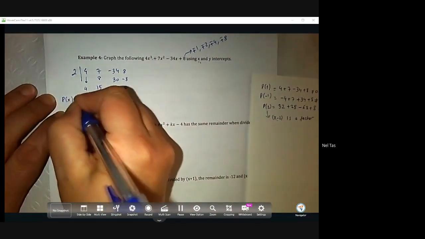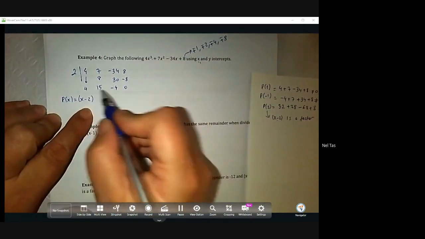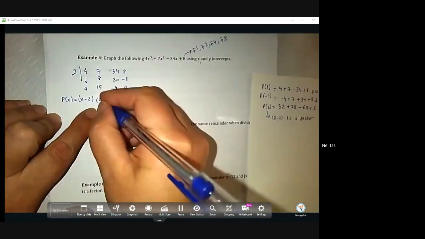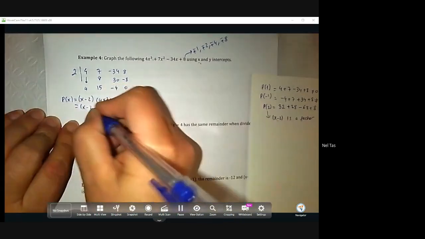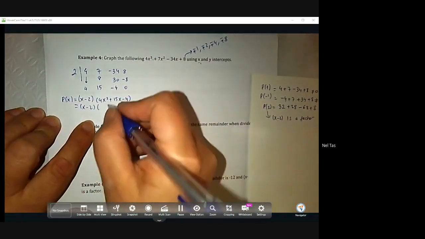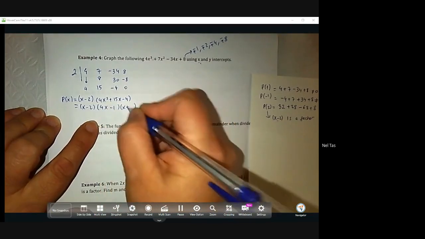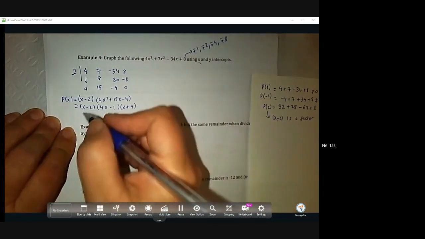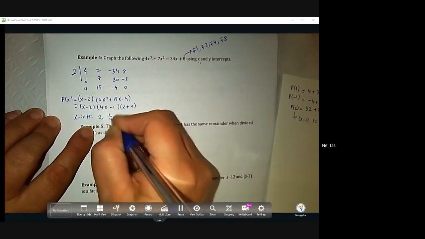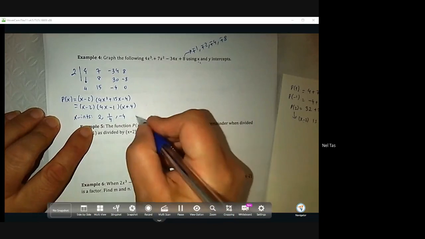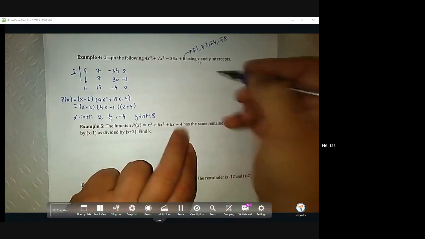P of x, x minus 2 times. Now get this quotient, right? So that gives you 4x squared plus 15x minus 4. Now factor that trinomial further. So if you do that, you get 4x minus 1, x plus 4. Then the x-intercepts are 2, 1 over 4, and negative 4. What is the y-intercept? 8. Okay, let's sketch.